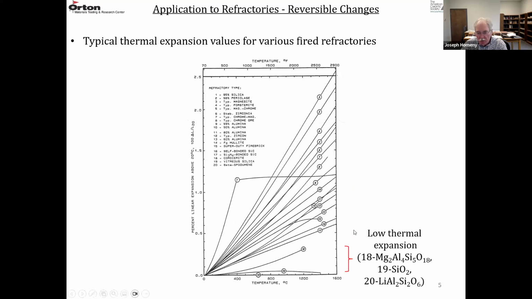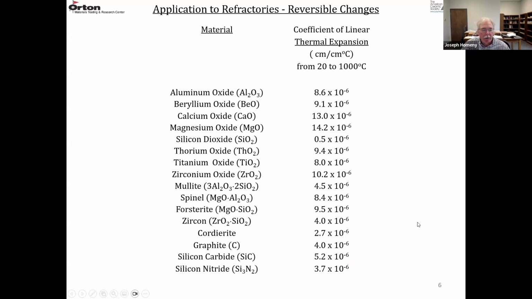And then these unusual low expansion materials, 19 is the fused silica we mentioned, 18 is cordierite, and 20 is spodumene. So unfortunately, especially 19 and 20, very low expansions, but they have very low use temperatures. And the fused silica, again, crystallizes to cristobalite, usually above about 1200 degrees C. So this chart describes a whole range of refractory materials, and I have a table here for reference.